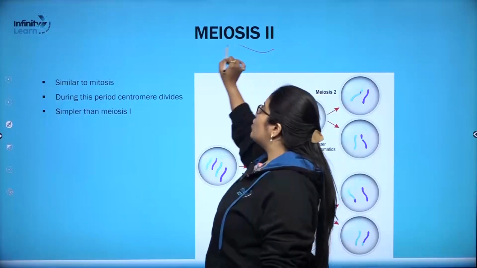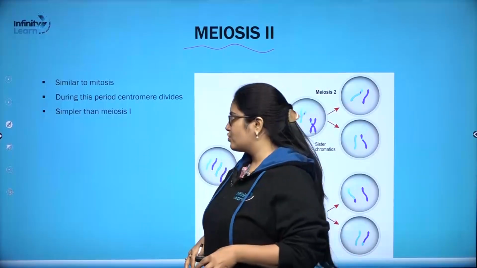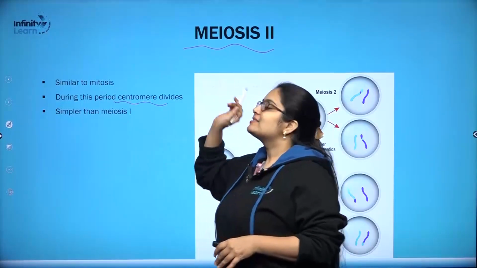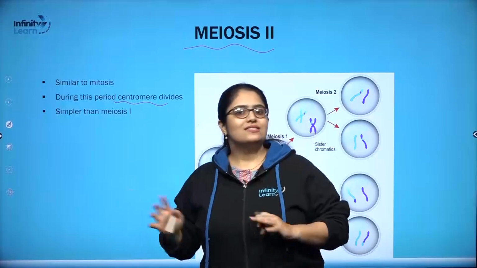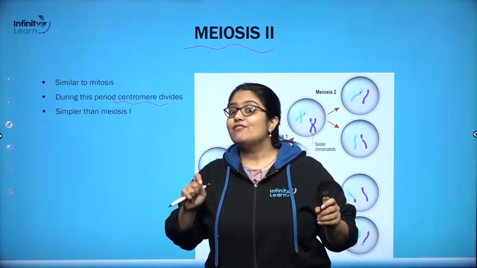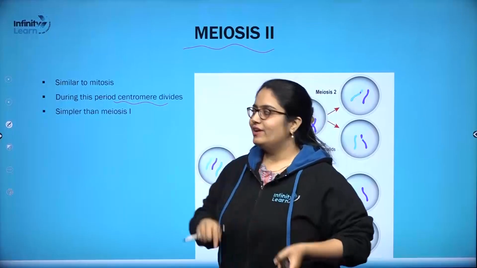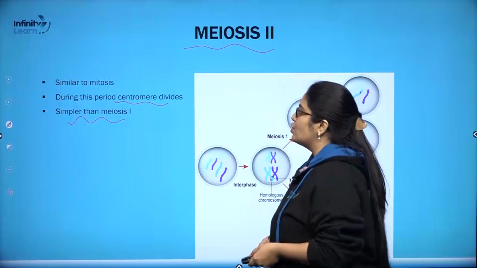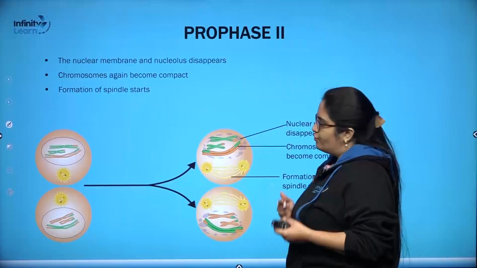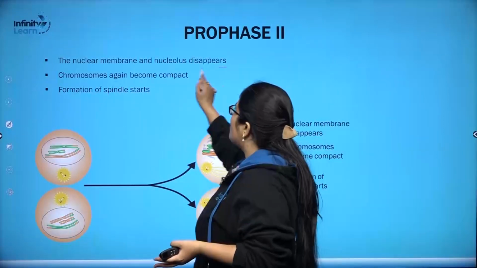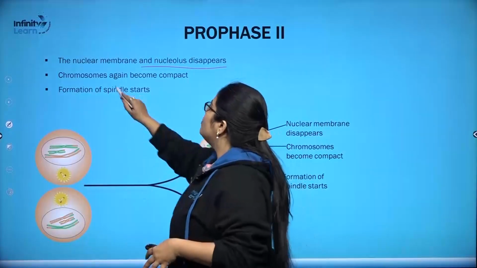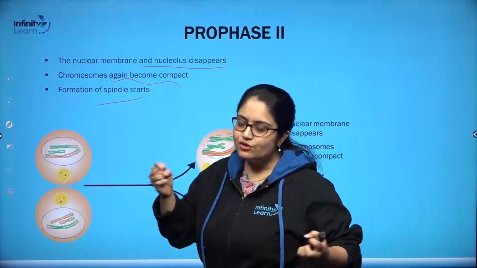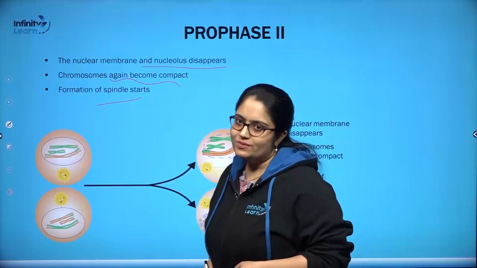Remember, my dear students, meiosis 2 is similar to mitosis. The events will be similar, and during this, the centromere will split. So in anaphase 1 the centromere did not split, but in anaphase 2 of meiosis 2, the centromere will split, and meiosis 2 is simpler in comparison to meiosis 1. So prophase 2 is very simple: the nuclear membrane and nucleolus will again disappear, chromosomes again become compact, and formation of the spindle will start so that the centromere can split and daughter chromosomes can be produced.